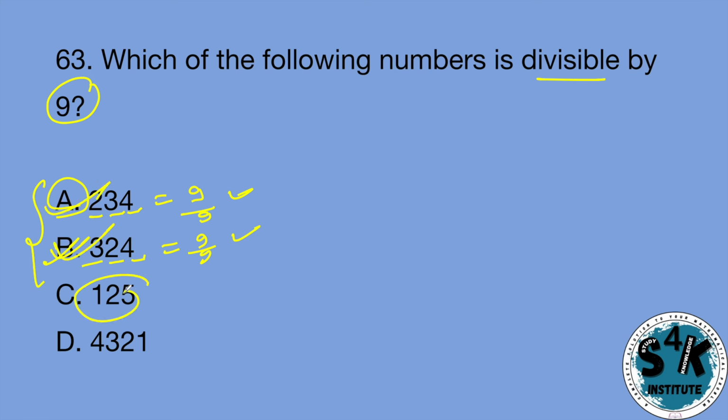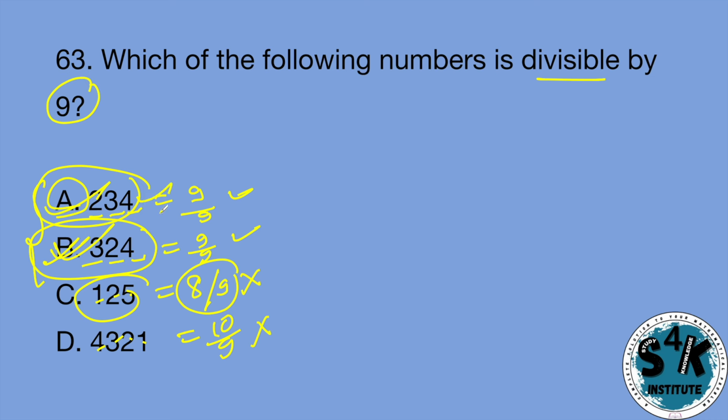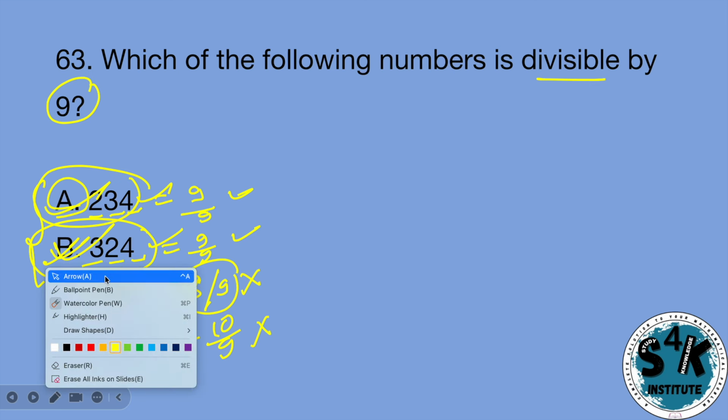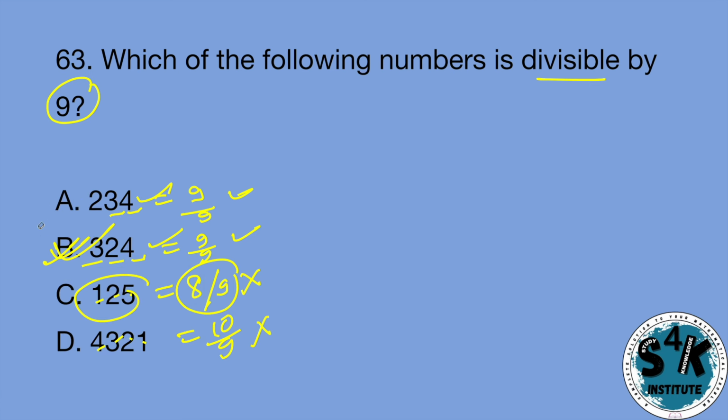Let's check C. 1 plus 2 plus 5 is 8, so it is not divisible by 9. 4 plus 3 is 7, 7 plus 2 is 9, and plus 1 is 10, so 10 by 9, it is also not divisible. So I think A and B both are the answer. It is an editing mistake. Okay, but make sure you rely on the concept: the sum of the digits should be divisible by 9. So here it is getting divided, so both options are correct.